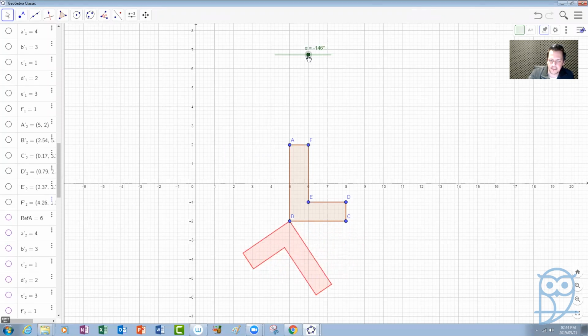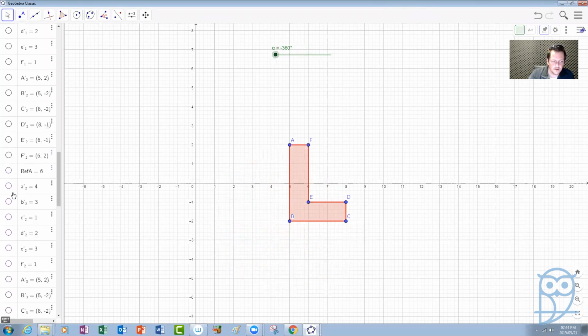I keep rotating. That's 180 degrees. That is 270 degrees or 90 degrees the other way. And then it comes back to the original place. So same shape, but a very different rotation. What about if we rotate according to point C?